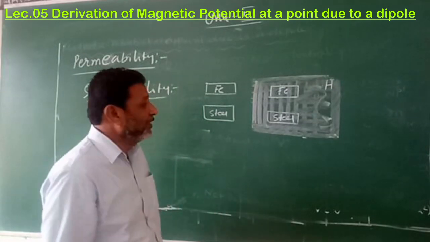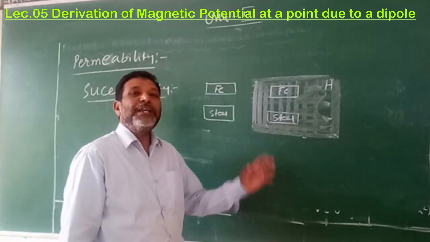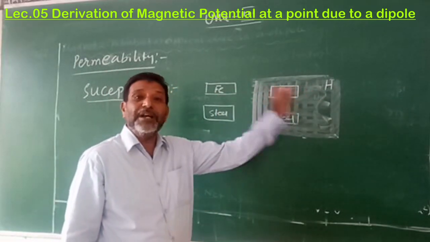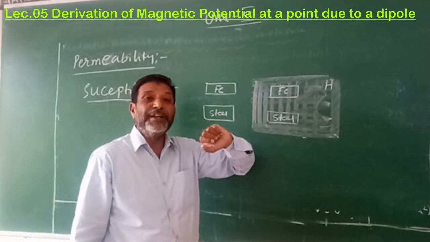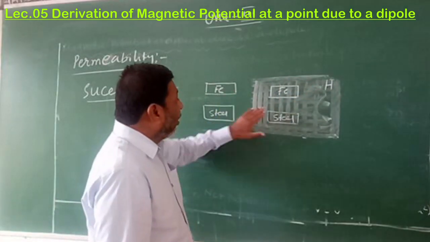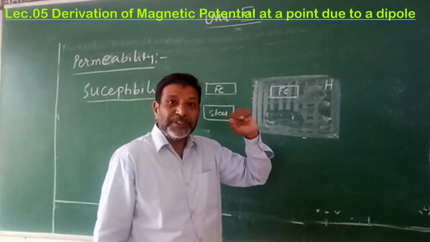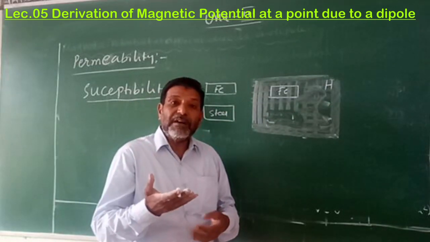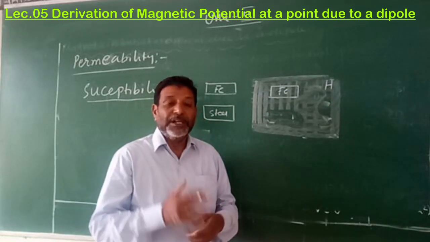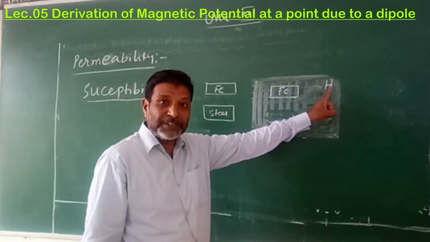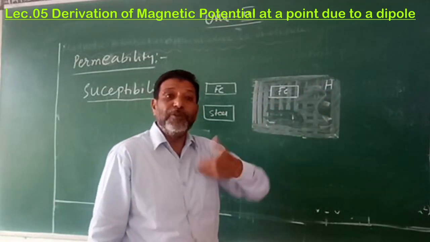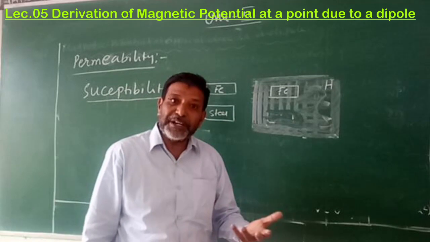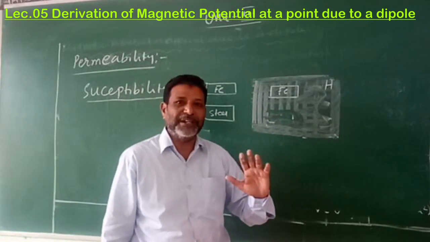And the mathematical definition is, as I had told you, that when the material is placed into the magnetic field, then it is converted into a magnet. Whether the material is more magnetized or less magnetized depends upon the applied magnetic field. If you apply more magnetic field, then it will be more magnetized. If you apply less magnetic field, then it will be less magnetized.